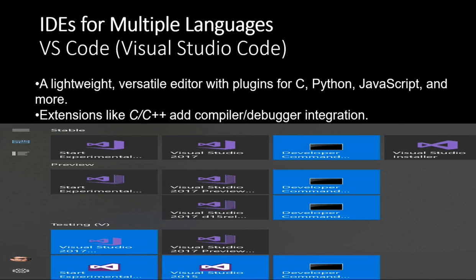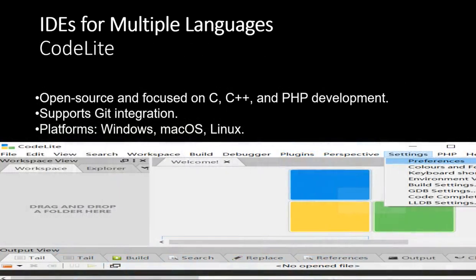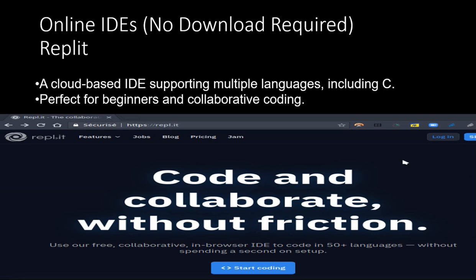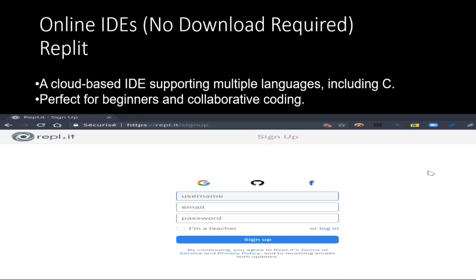Here is VS Code, Visual Studio Code, a lightweight versatile editor with plugins for C, Python, JavaScript, and many more. Here's an extension for C and C++ compiler integration. CodeLite is an open source IDE focused on C, C++, and PHP development, and supports Git integration, with platforms like Windows, Mac OS, and Linux.